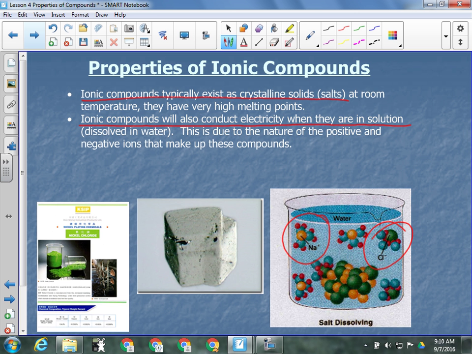All right, and that's again due to the nature of the positive and negative ions that make them up. So if you looked at an ionic compound magnified, you would see the individual crystals up close. And each individual ionic compound has a distinct crystalline shape. Their crystals look different. I can't remember what particular compound that is, but their crystalline structure is unique. Some of them are colored. Nickel compounds like this one are green. So it's a crystalline solid, but it's green.